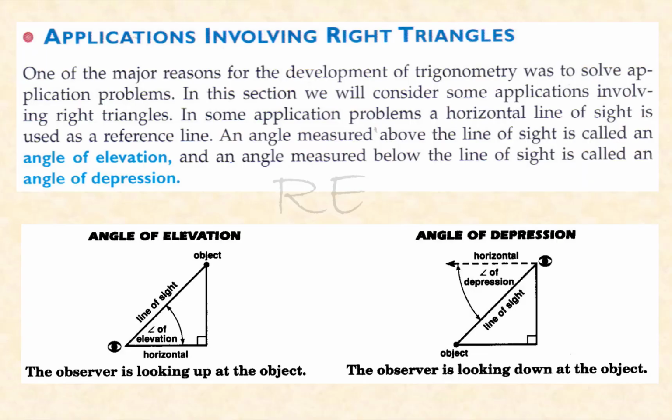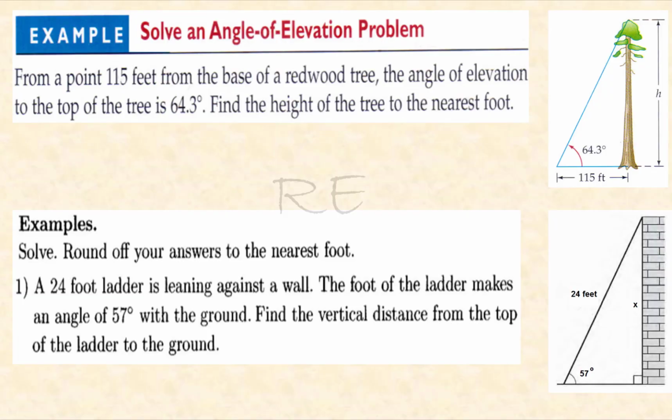In some problems, the horizontal line of sight is used as a reference line. The angle measured above that line of sight is called the angle of elevation, and if we measure the angle below the line of sight, it's called the angle of depression. Students should notice that the angle of depression is equal to the angle of elevation because they are alternate interior angles.